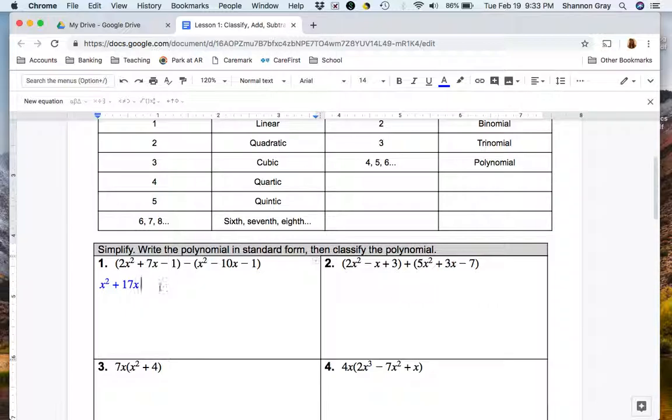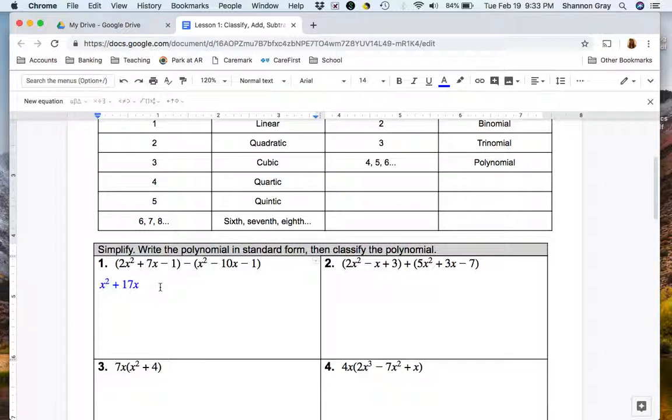Now that I have simplified, I've made sure it's written in standard form because I have my x squared before my x. So this would technically be x to the first. Again, that's not really simplest form, so we don't need to write that. So x squared plus 17x is fine.